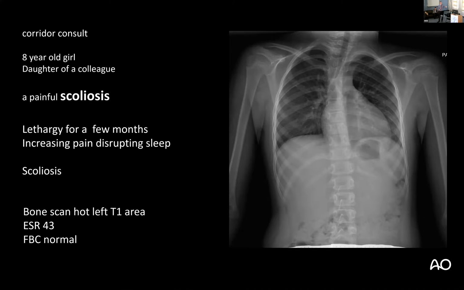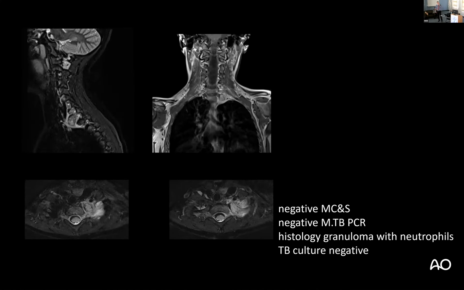And in fact, the bone scan was hot, the ESR was 43, the full blood count was normal, and they went on to do some further imaging. And this is when the DICOM started being sent around the world. We send it to every doctor in the world. So they thought this might be a Ewing sarcoma, actually. Not sure why, but I think people were thinking the worst. And we did a biopsy. I said, slow down, let's do a biopsy before we start flying the child away.